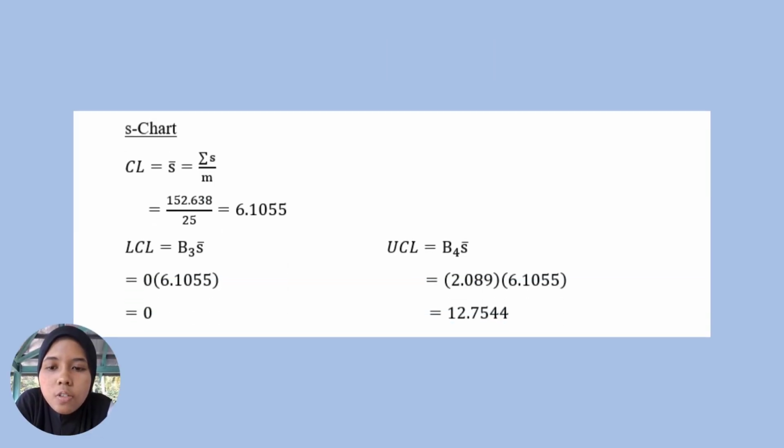Next, I would like to show the calculation for the central line, lower control limit, and upper control limit for the S chart. The central line is equal to S bar, which is 6.1055. The lower control limit is equal to B3 times S bar, which is 0 times 6.1055, and we get the LCL equal to 0. For the upper control limit, the formula is B4 times S bar, which is 2.089 times 6.1055, and it is equal to 12.7544. In the next slide, I would like to show the graph for the S chart.